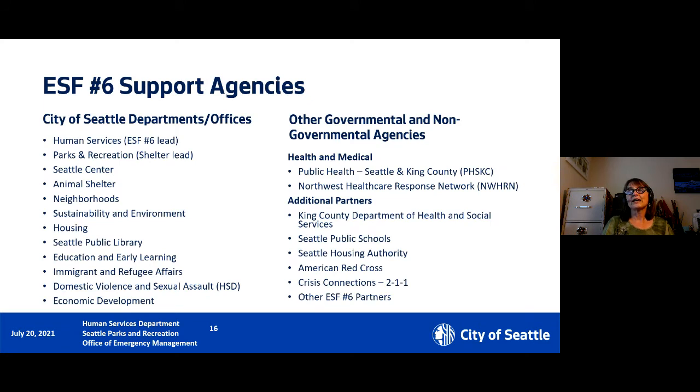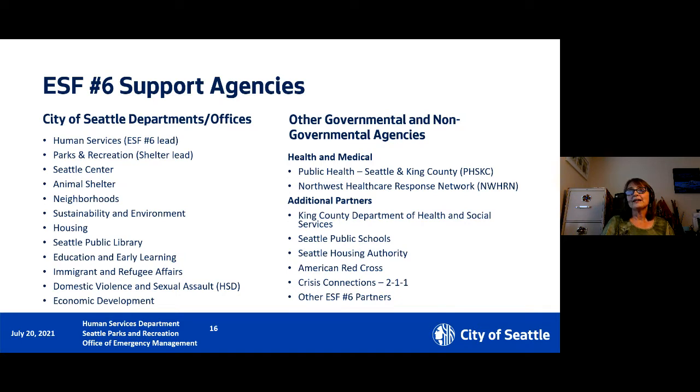So some of the support agencies for ESF 6, Mass Care, Housing and Human Services include City of Seattle departments and offices, such as Human Services, my department, Parks and Recreation, John's department, Seattle Center, Animal Shelter, Neighborhoods, the Office of Sustainability and Environment, Housing, Seattle Public Library, Education and Early Learning, Immigrant and Refugee Affairs, Domestic Violence and Sexual Assault, Economic Development, and these are just from within the city.